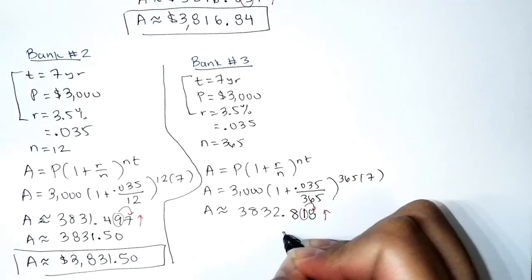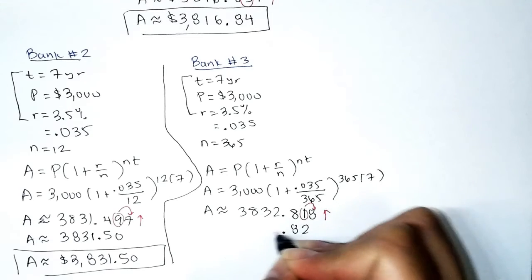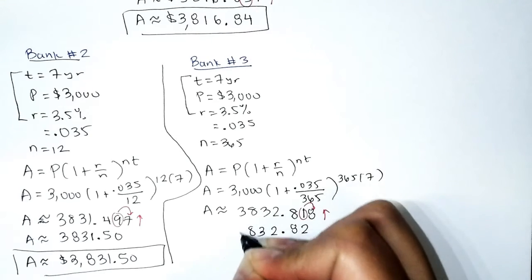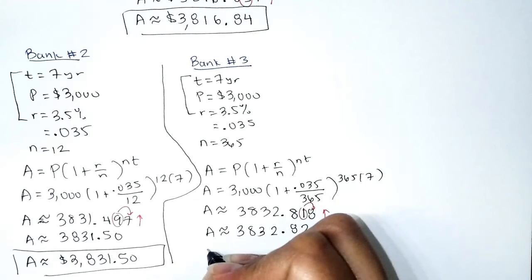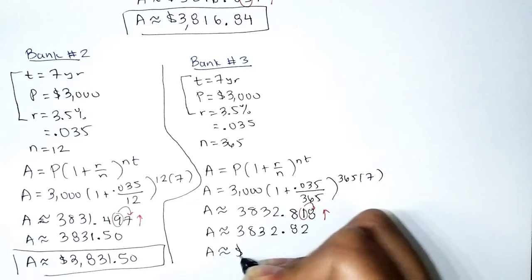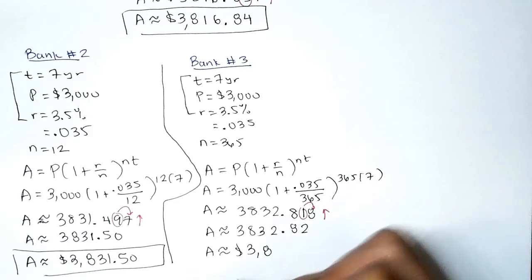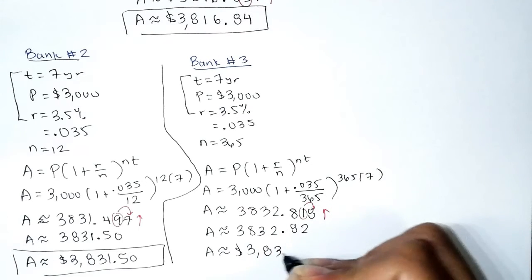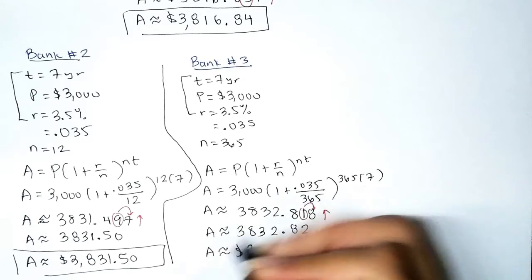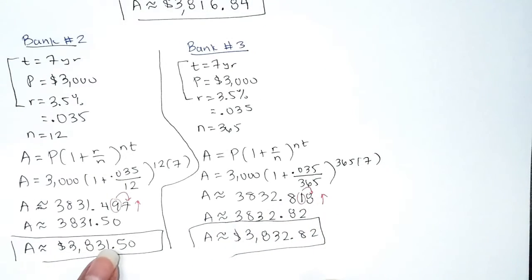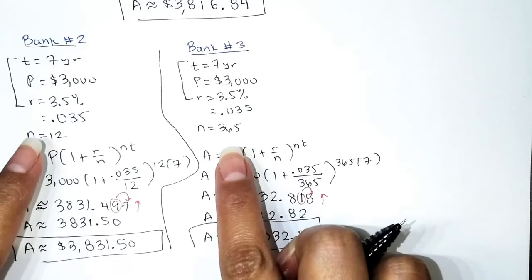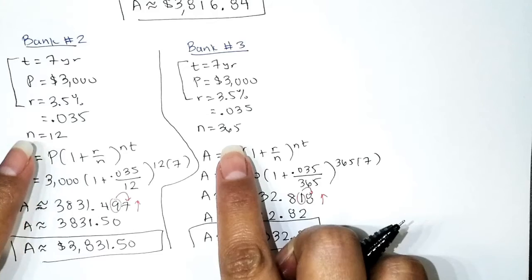So the final amount, our $3,000, is going to turn into $3,832.82. And look at that, we had 31 cents, now we got 32 cents. What changed? It's the number of times that the interest is compounded. So I see a pattern.